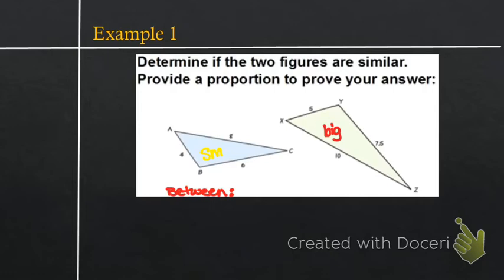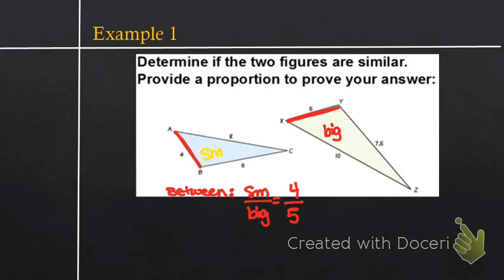Between is across the two shapes. So I'm going to just choose side AB. What corresponds to side AB is XY. So small to big. The side we chose on the small triangle was 4. What corresponds to that 4 is side 5.